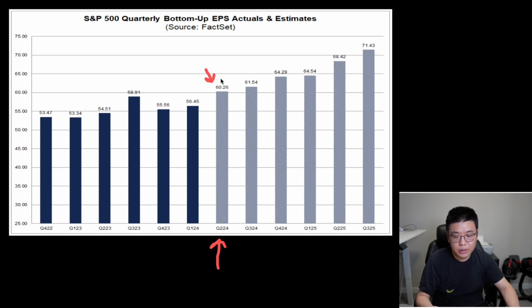Okay, so this chart shows you the quarterly bottom-up EPS, actual and estimate, and again, Q2 is over here. Overall, this does look like a pretty strong quarter because year over year, compared to Q2 last year in 2023, we are pretty much going to be up about 10.5% in terms of EPS.